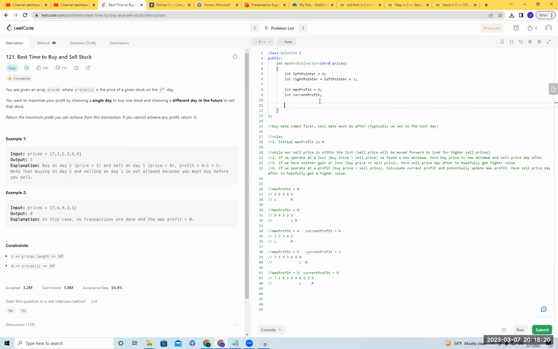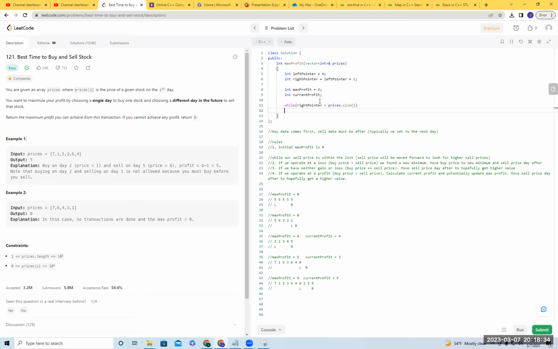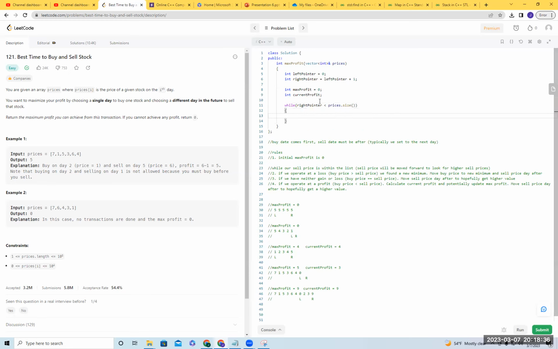Now, when do we want to continue iterating? We want to continue iterating while our right pointer is within the scope of the list of values, right? So while it's less than the size of our list of stock prices. While it's within the list of our sell dates, then we'll continue iterating.